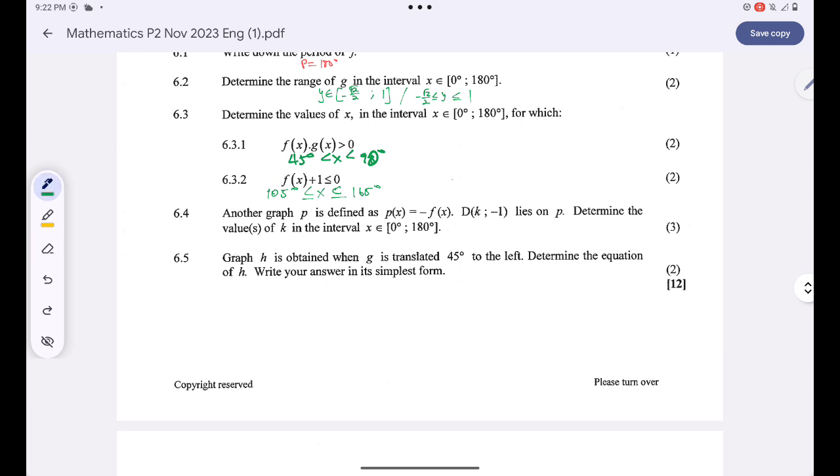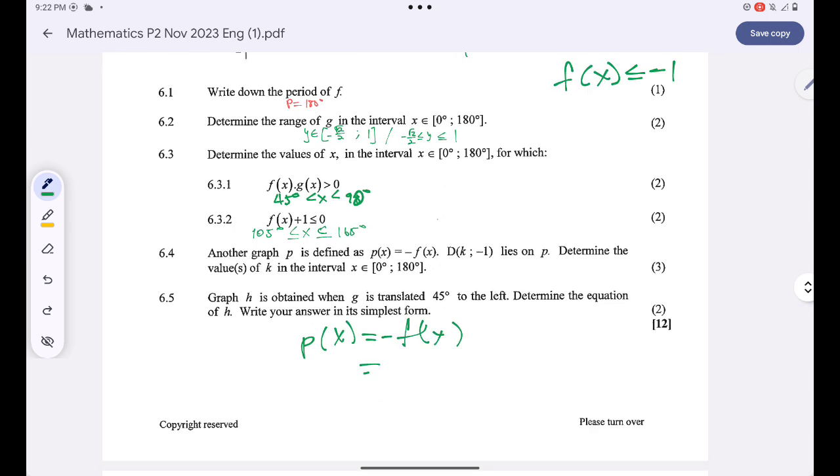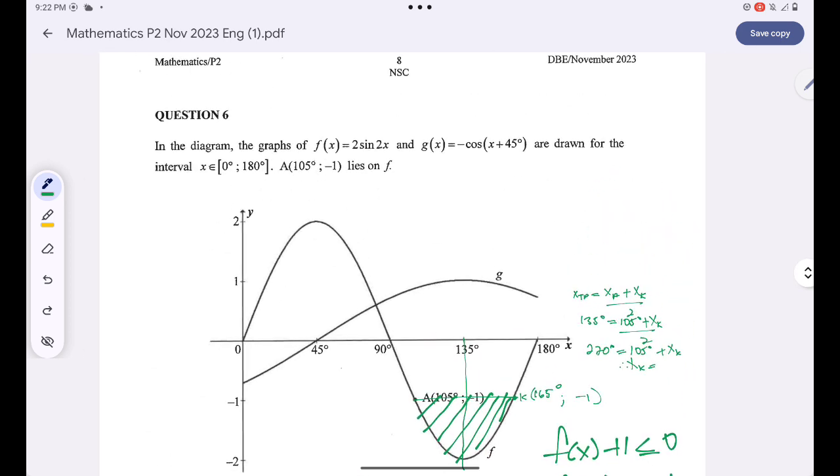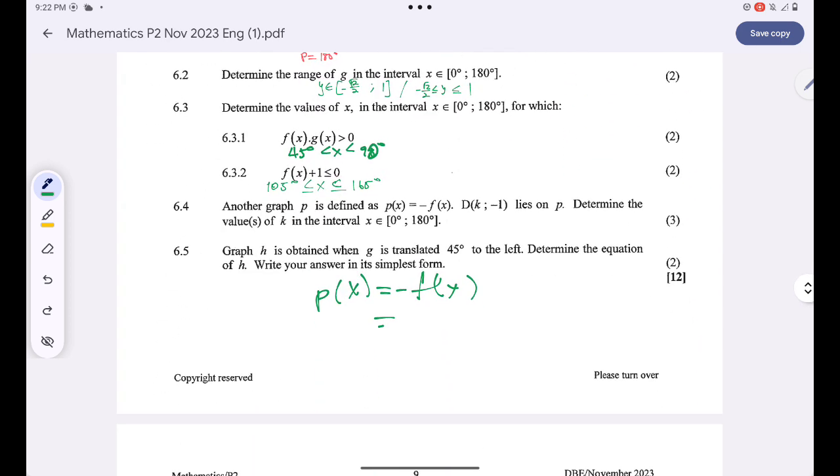Another graph of P is defined by P is equal to -f of x. D lies on the graph of P. Determine the values of K in that interval. So P of x will be equal to -f of x, right? What is f of x? F of x is 2 sine 2 theta. Okay, so this will be -2 sine 2x. They want us to find the values of K.